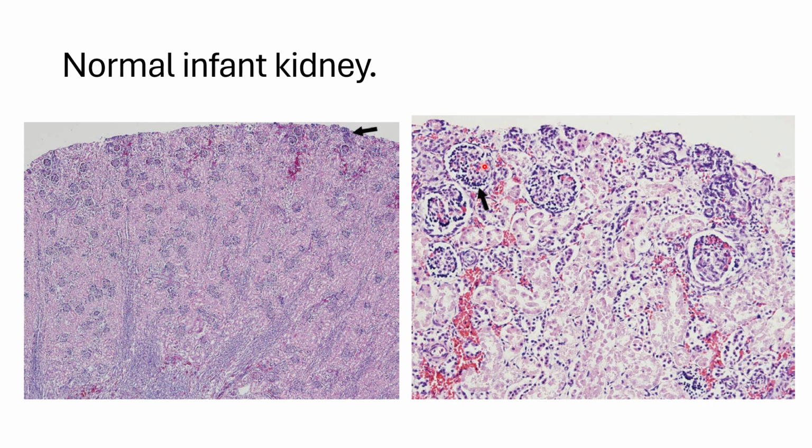A high power view of the normal infant kidney. Here we can see the hyperchromatic nuclei, so many hyperchromatic nuclei surrounding the glomeruli, typical of glomeruli in the germinal layer.